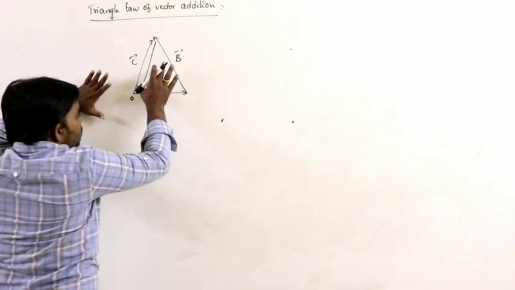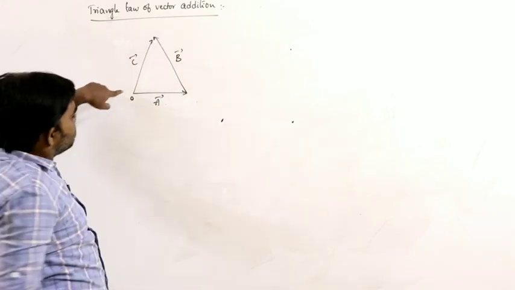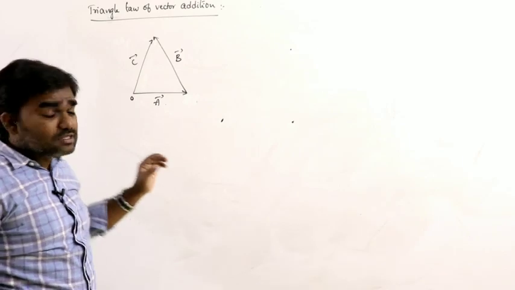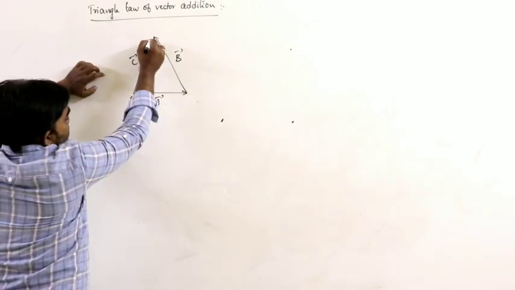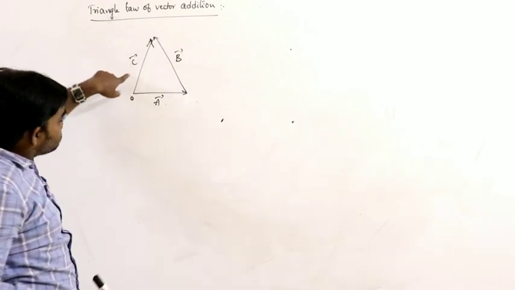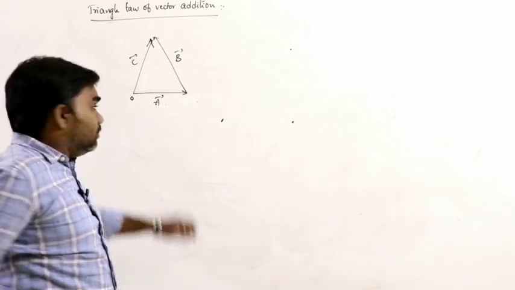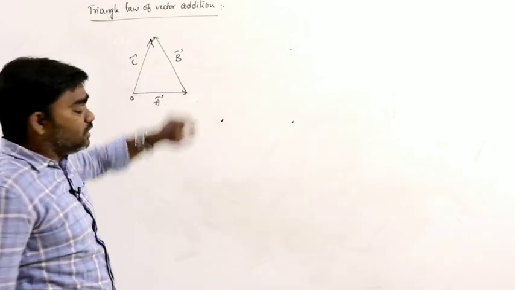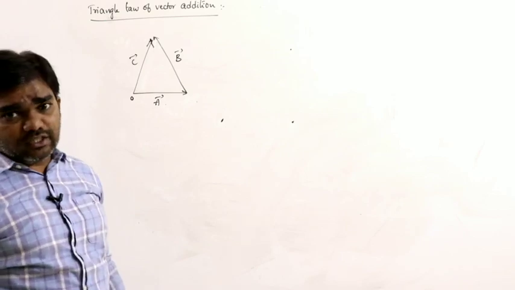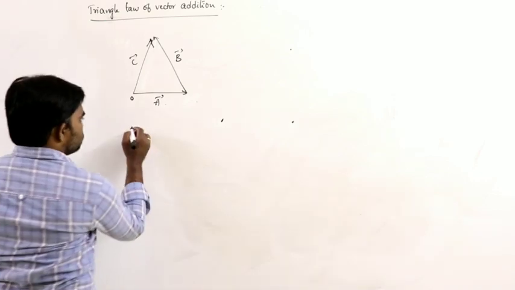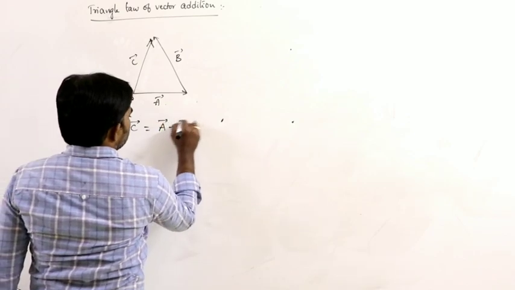But according to the triangle law of vector addition, the third vector must be represented in reverse order. The actual order means this is the order, but we must represent it in reverse order. This C bar represents the resultant of A bar and B bar. So this is the triangle law of vector addition. From this we can write C bar is equal to A bar plus B bar.